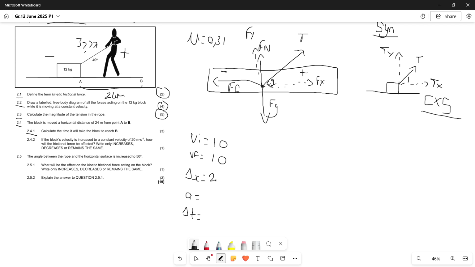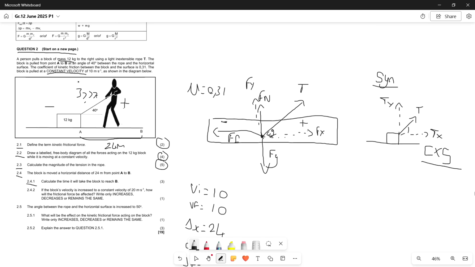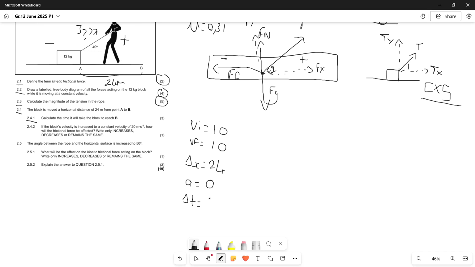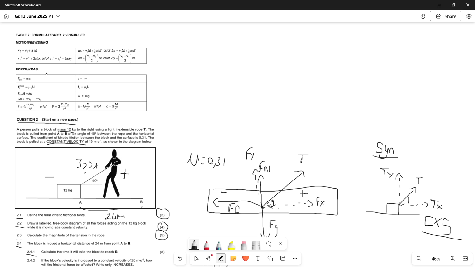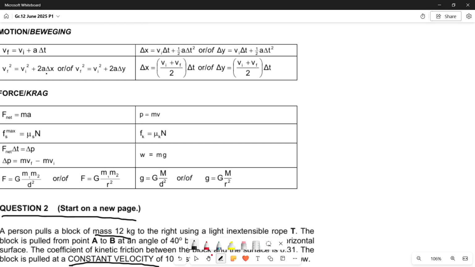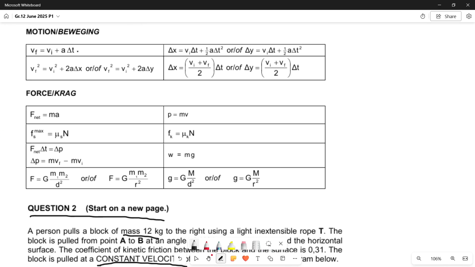Our distance is 24, as we just read over here, 24 meters from A to B. Our acceleration, because it is a constant velocity, is 0. And time is what we want, which means we need to go to a formula that has time. So we have our formulas with time over here. We have this guy, but this won't work to give us time in this scenario because our acceleration is 0. So 0 multiplied by anything means that is 0, and then our time will disappear. So we cannot use this option.